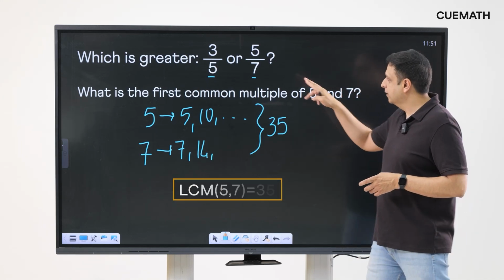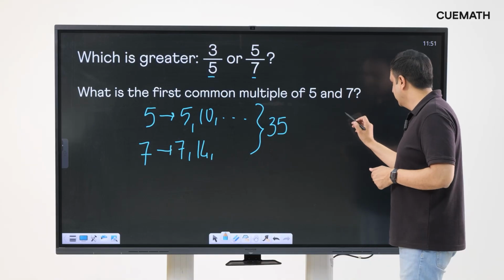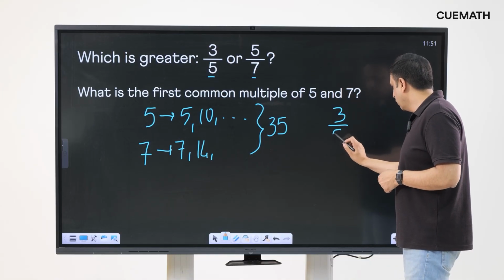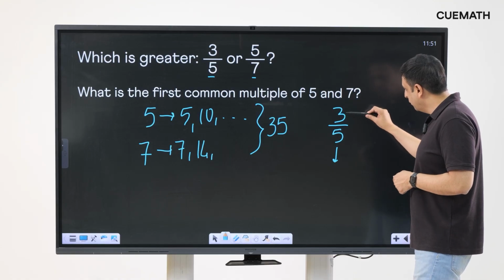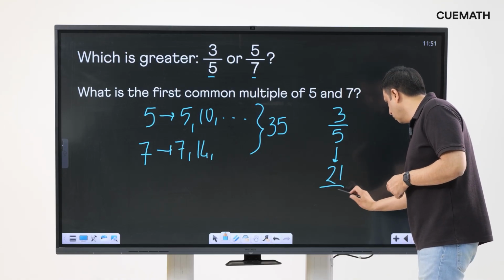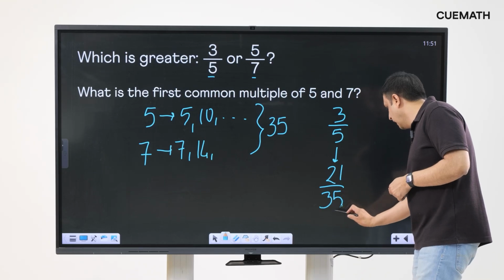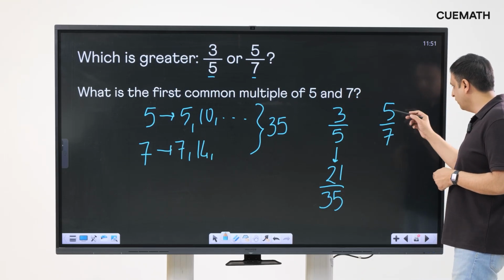So we will convert both of these fractions into equivalent fractions with the denominator 35. So 3 over 5, to convert this into a fraction with the denominator 35, we'll need to multiply above and below by 7. So this will give us 21 over 35, and then for 5 over 7 we will need to multiply above and below by 5.